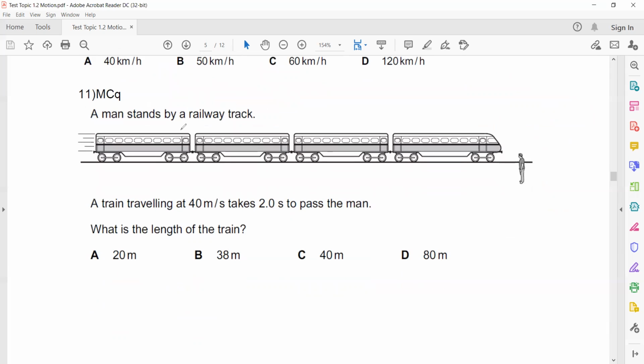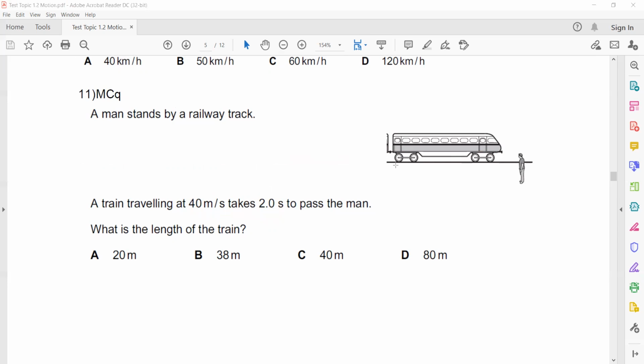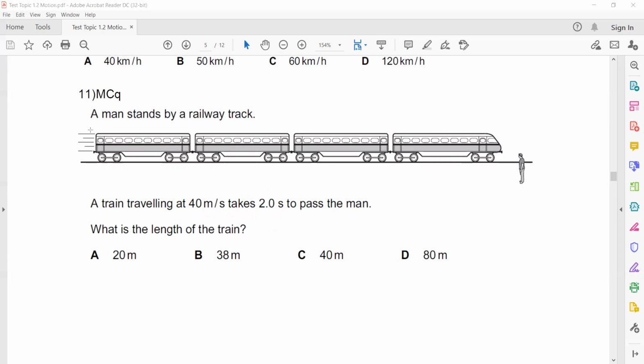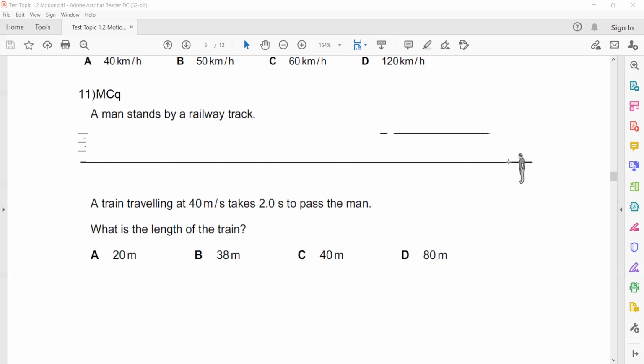In question 11, a man is standing by a railway track, the train is traveling at 40 meters per second, and it takes 2 seconds to pass the man. What is the length of the train? Basically, as this train crosses the man, the distance traveled by the train is equal to the length of the train.